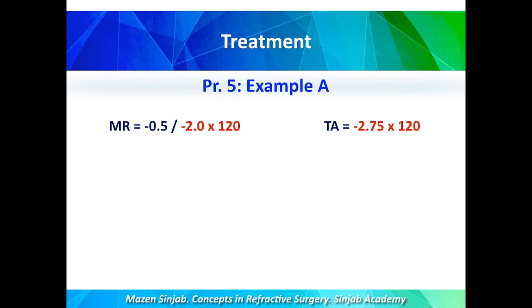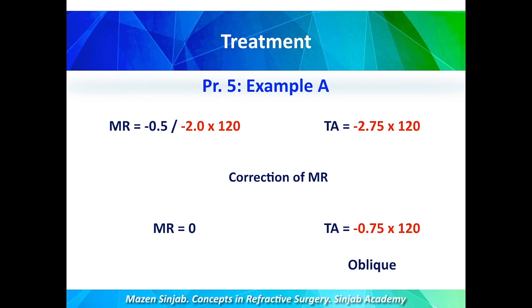For example, a patient has manifest refraction of minus 0.5 sphere minus 2 cylinder at 120, and his topographic astigmatism is minus 2.75 at 120. So if we correct the manifest refraction, the post-op manifest refraction will be 0, and the topographic astigmatism will be reduced to minus 0.75 at 120, which is oblique and not converted. It is in the same direction.